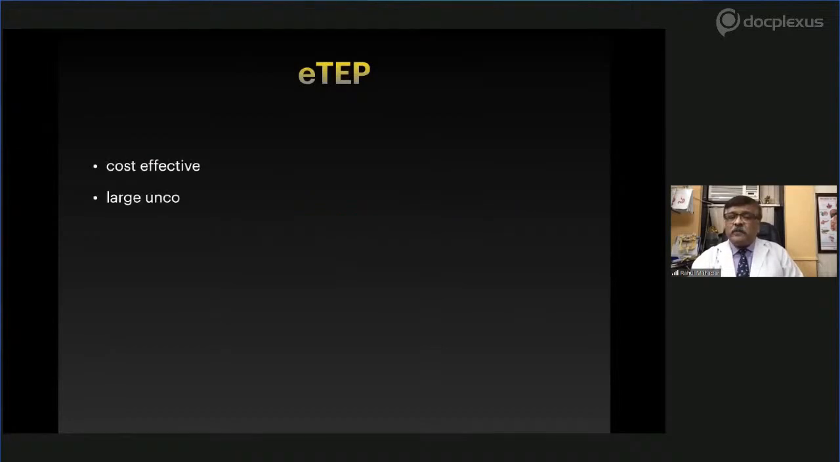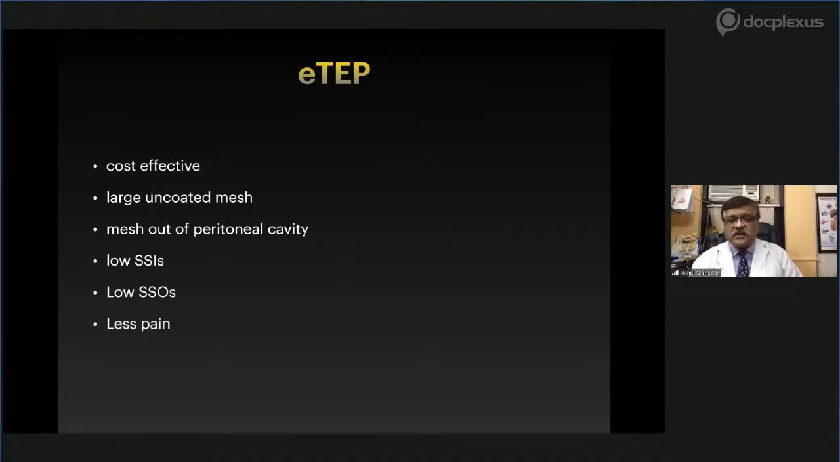It is cost effective. A large uncoated mesh is used, so the cost becomes very low. The mesh is kept outside the peritoneal cavity. There are low surgical site infections, low surgical site occurrences like seromas, hematomas, or disruptions, less pain and shorter hospital stay. And most importantly, it is a long-lasting repair.